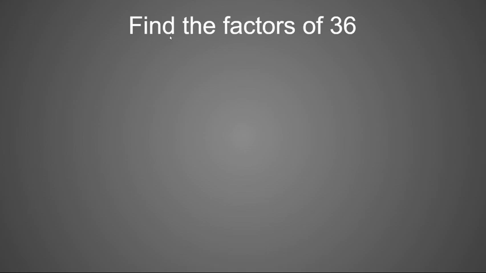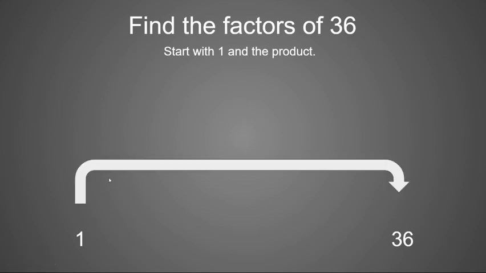So if I wanted to find the factors of 36, I'm going to start with 1 and the product. The product would be 36. That's my overall number I'm trying to get to. So I'm going to start with 1 times 36. So 1 and 36 equals 36. I'm going to draw an arrow connecting the 1 and the 36 just to visually keep my ideas in place.